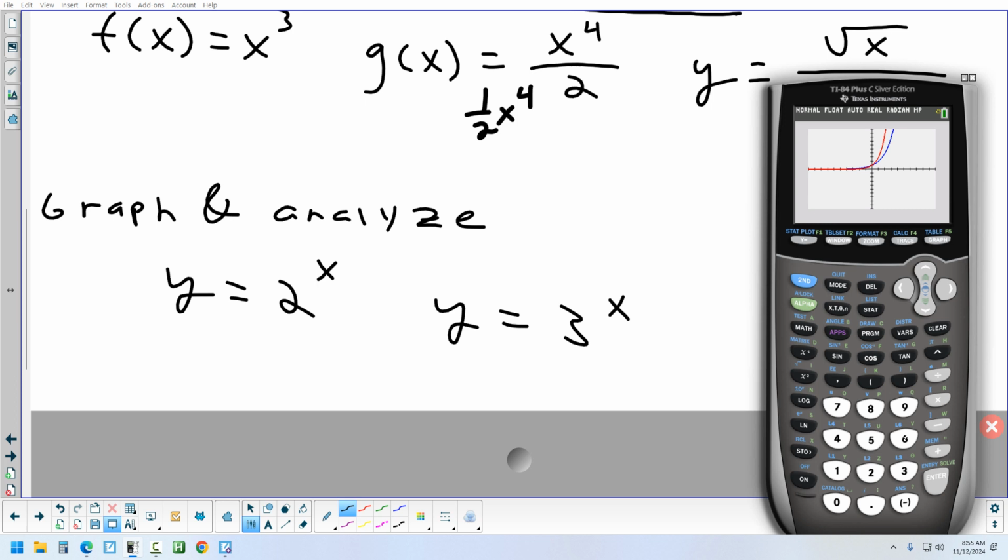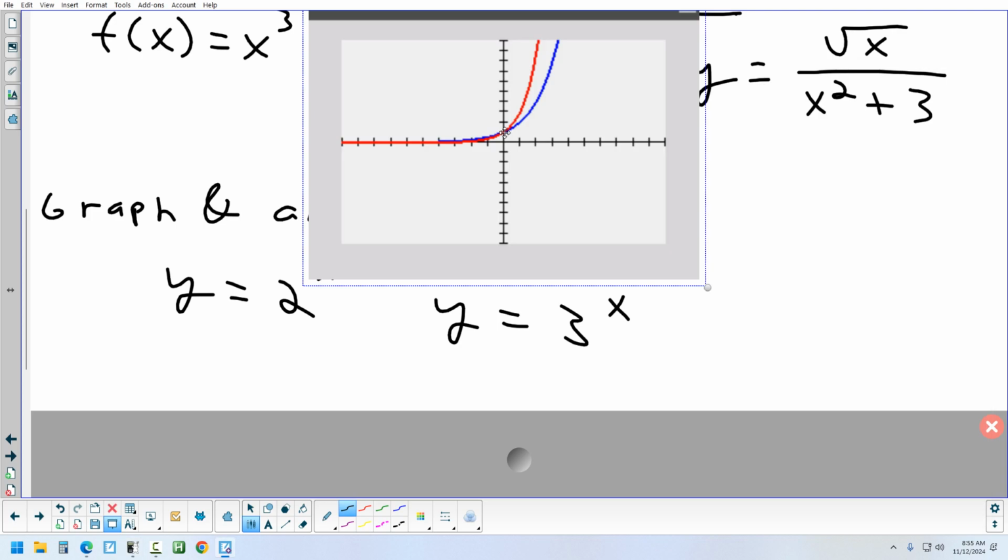How would you describe what's happening there if you compare 2 to the x to 3 to the x? At 0, they're equal, and they both cross the y-axis at exactly the same point. They do switch places right when they cross the y-axis. To the left of the y-axis, the blue one is above. To the right of the y-axis, the blue one is below.